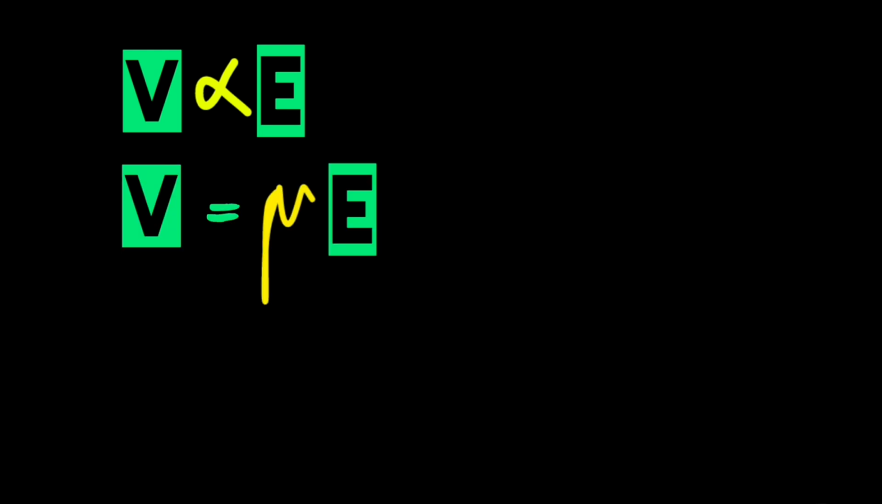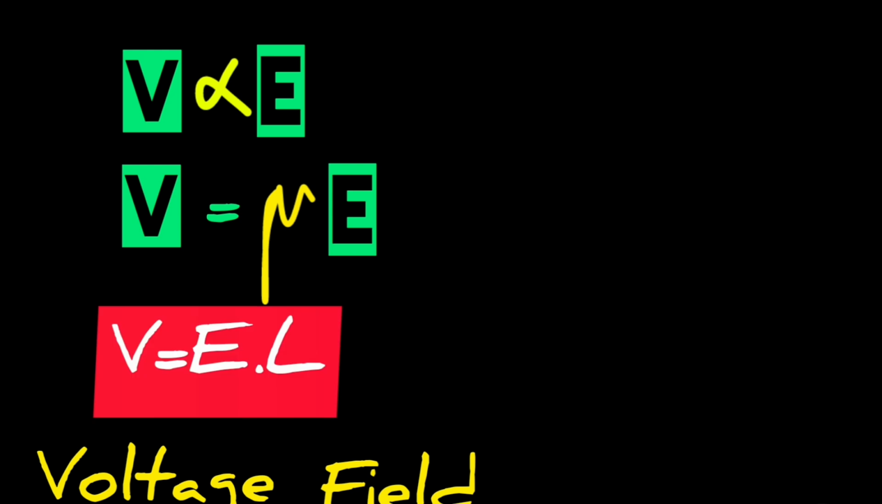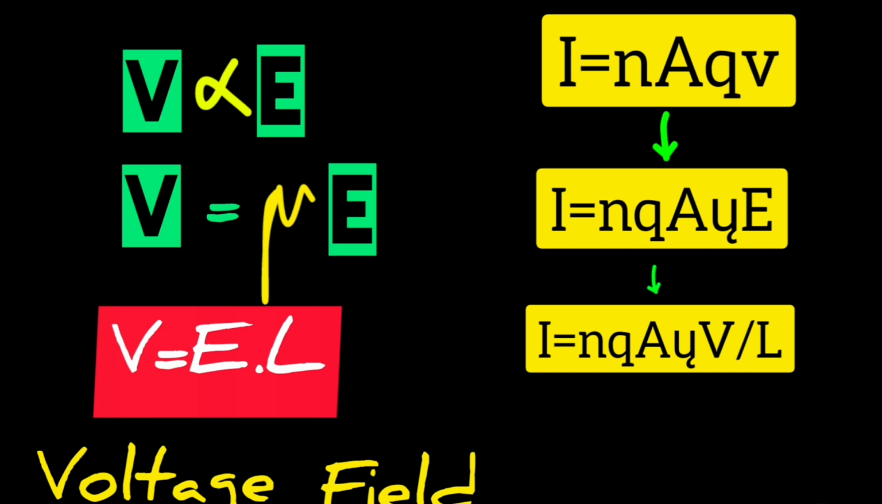We know that velocity has a direct relation with the field. Here we could equate them by putting a proportionality constant, which we call mu or the mobility. So we replace this in the previous equation. Voltage and field are closely related concepts. In fact, if we imagine field being constant, we could say V is equal to E dot L. And we could replace this in the previous equation to get the following result.